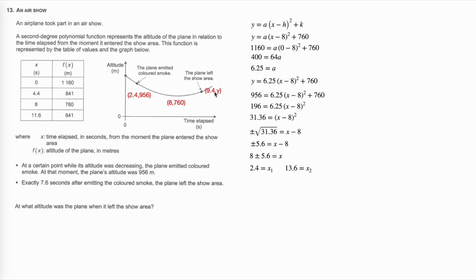Now we just have to find the y value. I'm going to feed in x is equal to 9.4 into this equation. That gives us y is equal to 6.25 times 9.4 take away 8 all squared plus 760. That gives us 772.25 meters is the altitude of the plane. The plane was at an altitude of 772.25 meters.